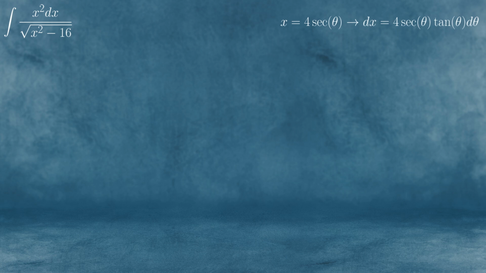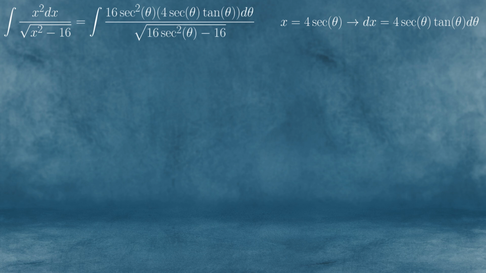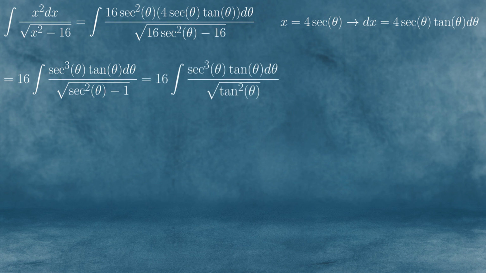Let us consider our final example, the integral of x squared dx divided by the square root of x squared minus 16. Now, if we do the substitution x equals 4 times secant of theta, then dx is equal to 4 secant of theta tangent of theta d theta. Thus, after applying the substitutions, we get 16 times the integral of secant cubed of theta times tangent of theta d theta divided by the square root of tangent square of theta.